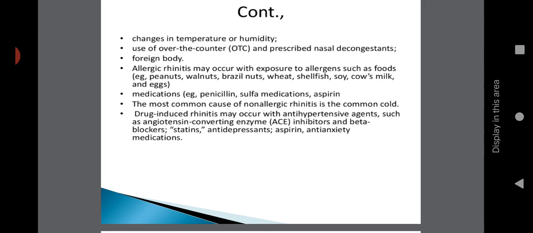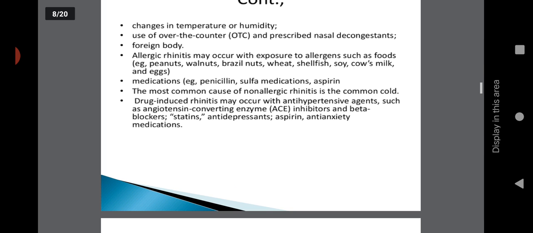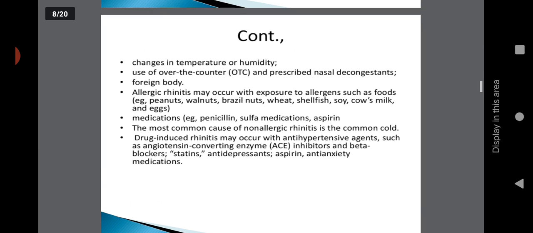Then foreign bodies, okay, some foreign bodies coming in contact with your nose. Then allergic rhinitis may occur with exposure to allergens such as foods, for example peanut, walnut, Brazil nuts, wheat, and shellfish, that means sea fish, especially those having shells, for example prawn. Then soya, cow's milk and eggs. So these are certain foods that can lead to allergic rhinitis. It will not be seen in everyone, but some people are allergic.